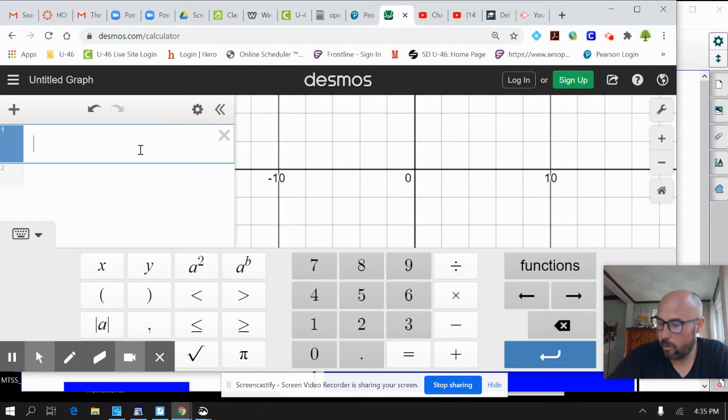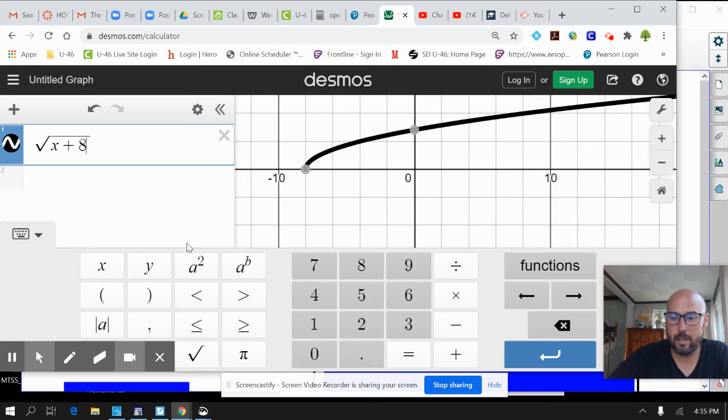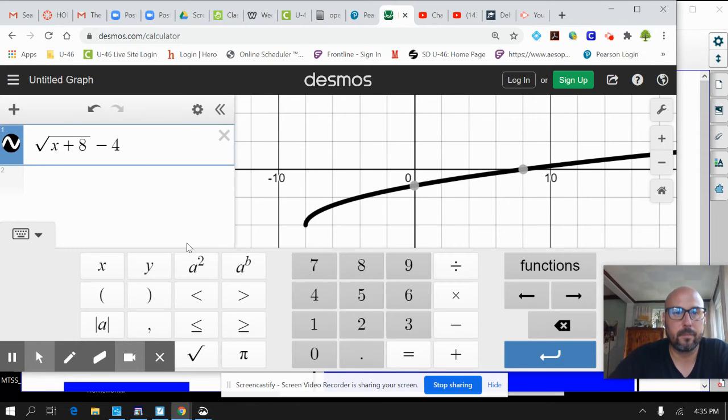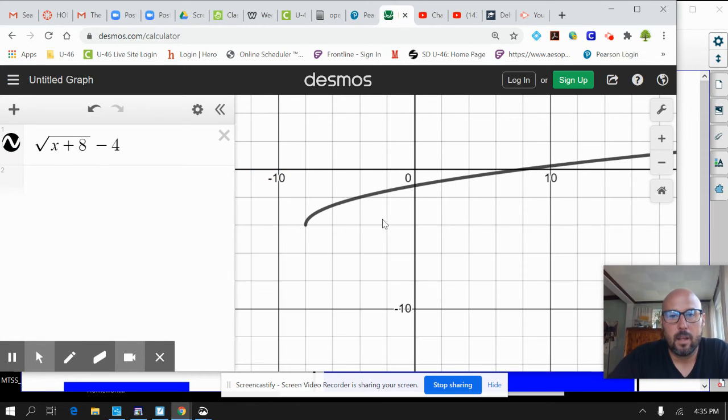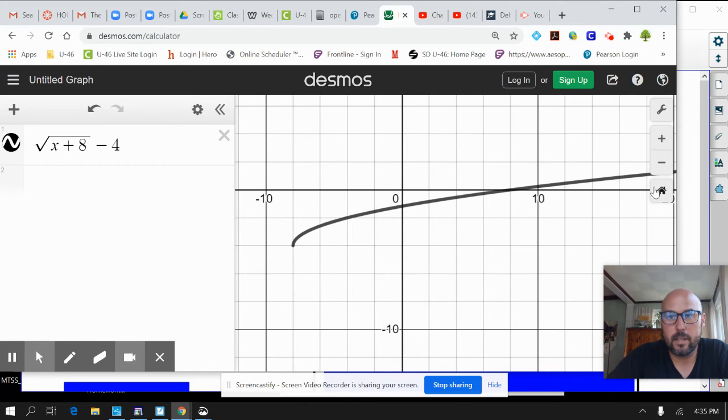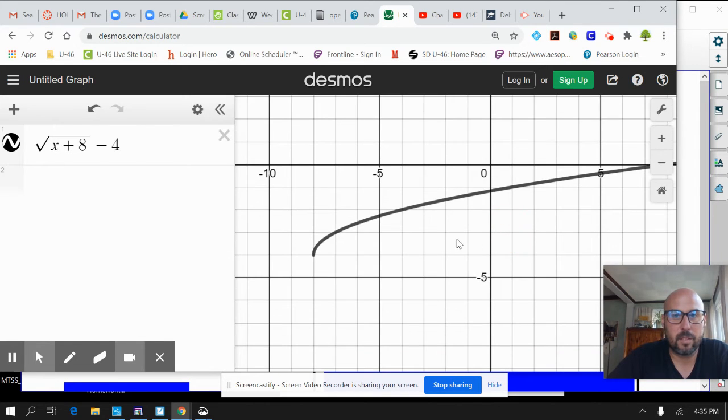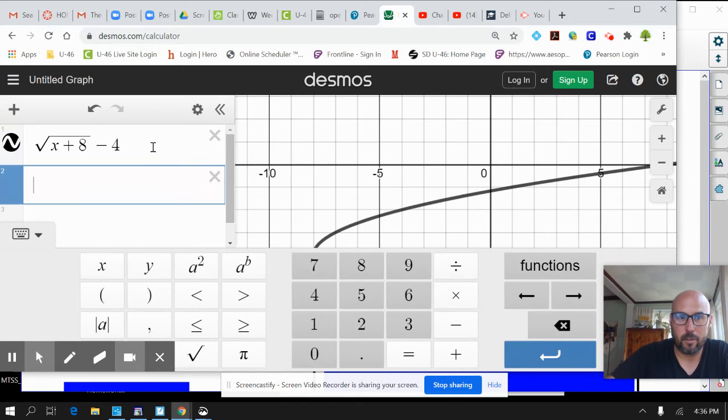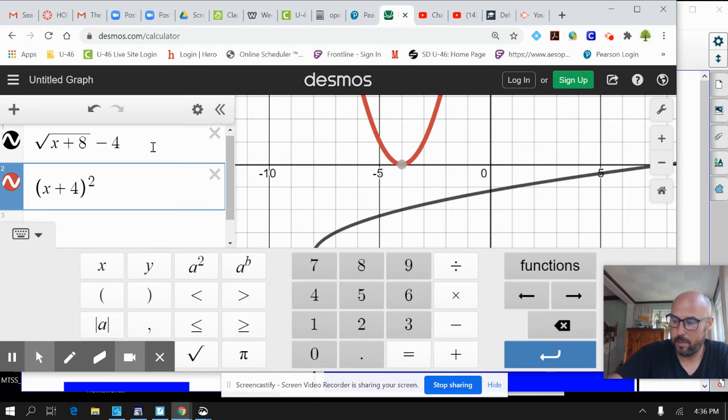Okay, I want to graph those two just to really drive home the idea of symmetry. So here is the graph of the square root of x plus 8 minus 4. Notice the domain, or the shifts rather. You shift it to the left 8 and down 4. So the domain is everything from negative 8 beyond, and the range is from negative 4 and up. The other function, the inverse, was (x plus 4) squared minus 8.